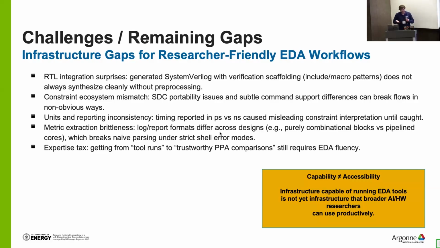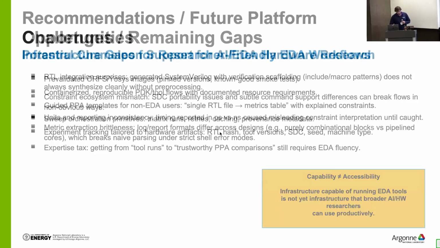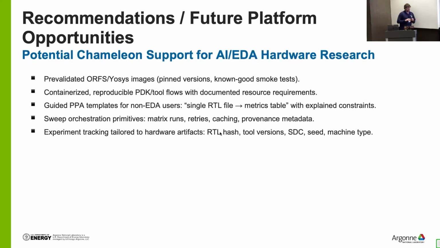So the takeaway here is very simple: capability does not actually equal accessibility. And the key opportunity here is not more CPU. It's just better workflow design. If we want more AI-assisted hardware research, the goal should be to let researchers focus on the ideas. You don't want to accidentally become a flow maintainer for some sort of EDA flow.